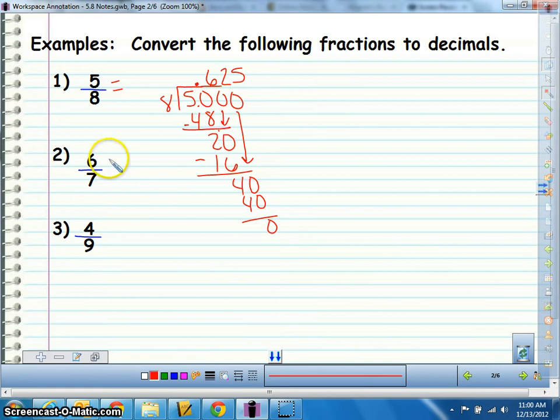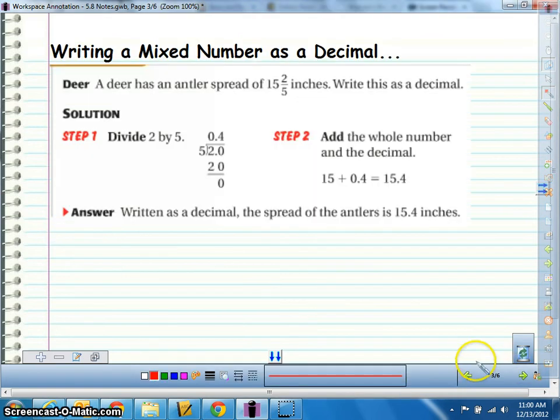So we're going to skip these ones here for just a few minutes. We're going to keep going.